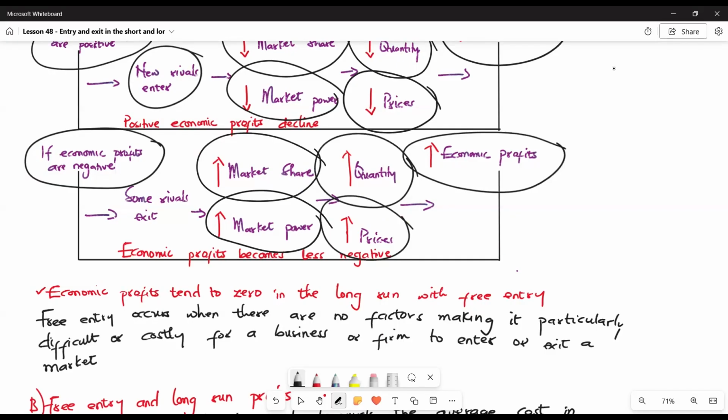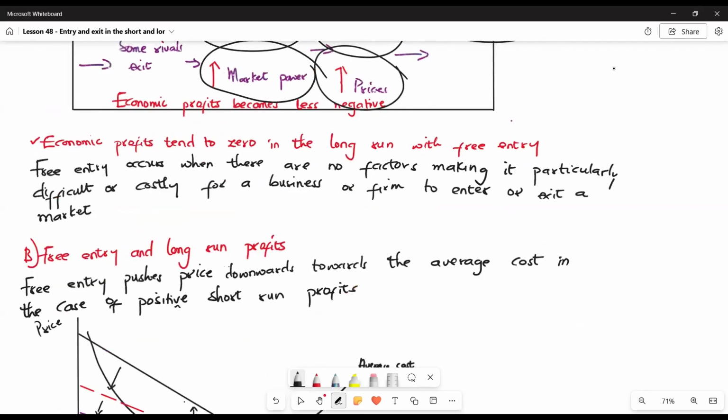So let's consider the case where there is free entry or exit in the market, and look at how this affects profit in the long run. The first thing we have to note is that economic profit tends to zero in the long run in a market where there is free entry and free exit. When we talk about free entry, all that we're talking about is that there are no factors that make it particularly difficult for a business to enter or exit a certain market.